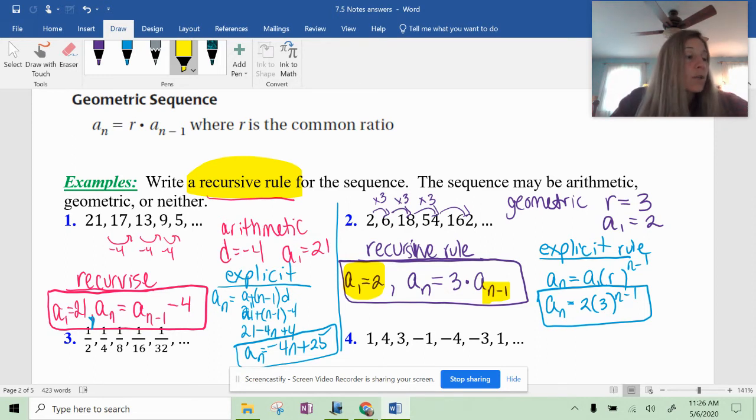Okay. So let's go on now to numbers 3 and 4.